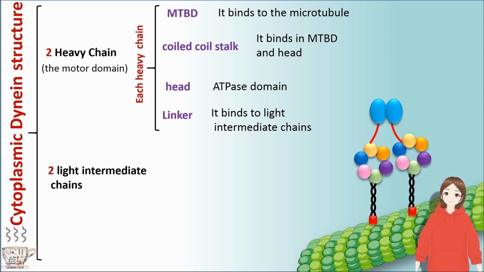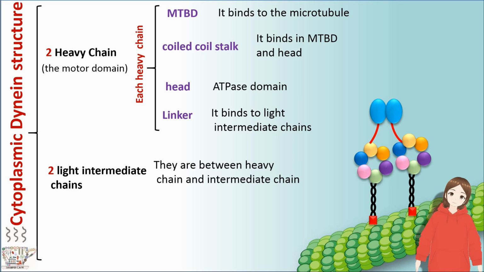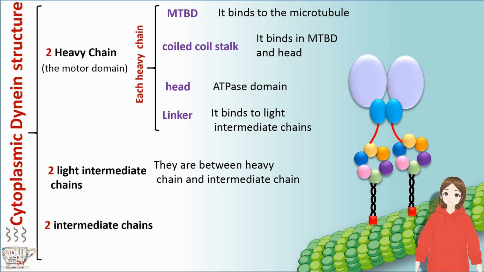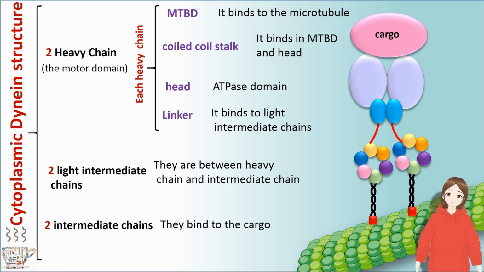Cytoplasmic dynein has two light intermediate chains in its structure too. They are between the heavy chain and the intermediate chain. Other parts of cytoplasmic dynein are two intermediate chains that bind to the cargo, and 1, 2, 3 light chains.